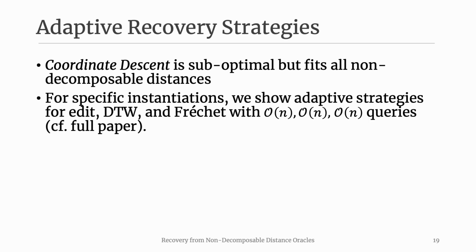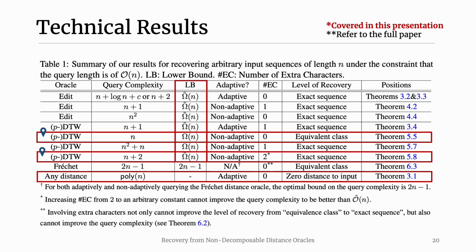For the specialized instantiations on added distance, DTW distance, and Fréchet distance, we have adaptive strategies that only use O(n) queries, which matches the lower bound of the query complexity. We know that the special properties of the distances are required. Next, I will guide you into our results on DTW distance. I will first briefly mention our results on non-adaptive equivalence class recovery.